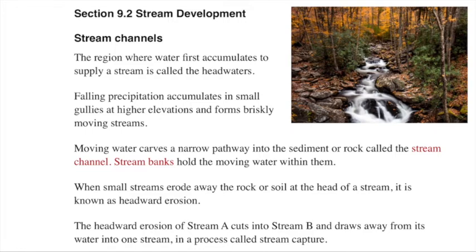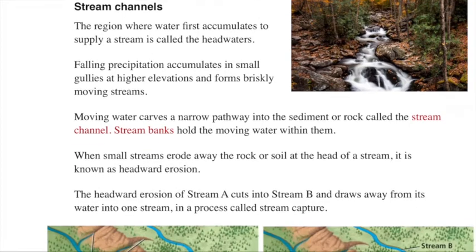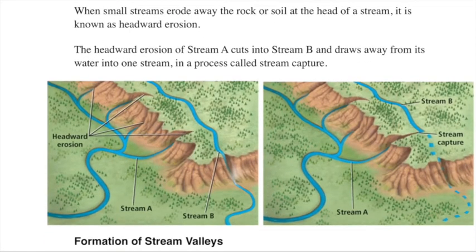If you have a small stream that erodes the rock right at the very head of the stream, that's called headward erosion. Let me give you a picture. If you have water running down the bank of a steep cliff, and it's carving into the side of the rock as it goes, that's called headward erosion. So it's eroding, and the head of the stream is the top of the stream.